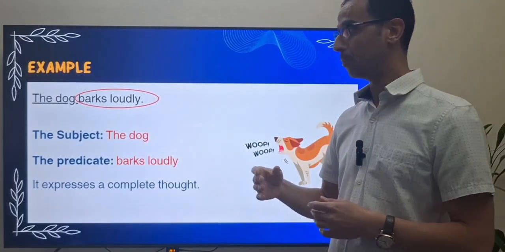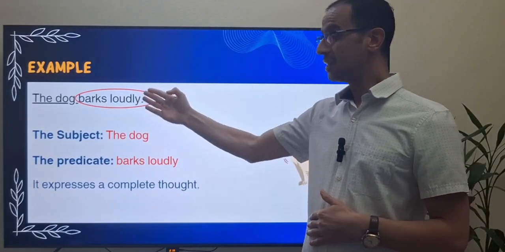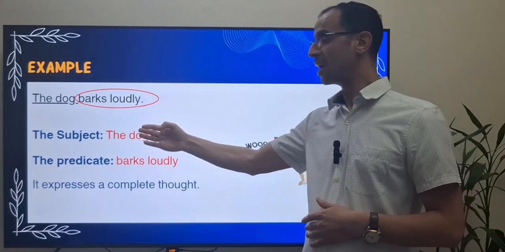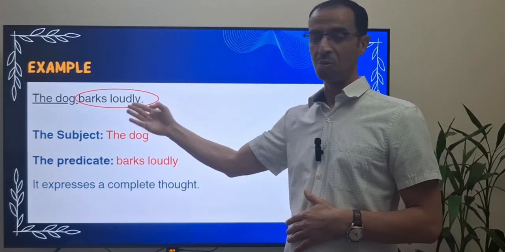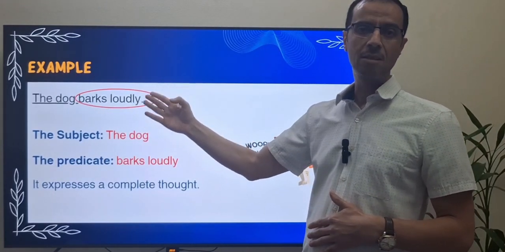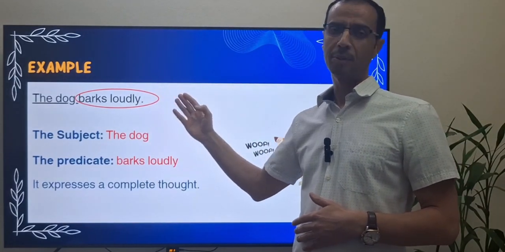Examples? For example, the dog barks loudly. This is a sentence. Why is this a sentence? Because we have a subject. The subject is the dog. That's what we call a complete subject. The dog takes the place of subject. Barks loudly, both of them, that will make the predicate.